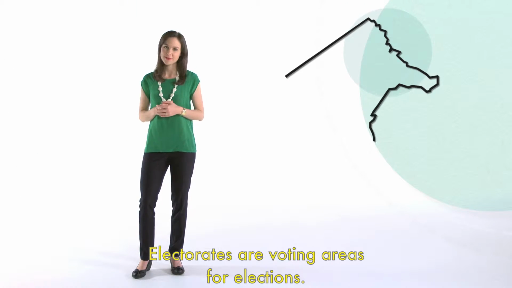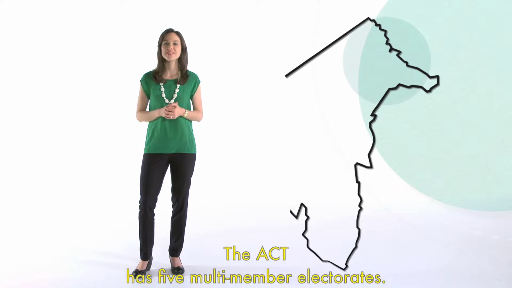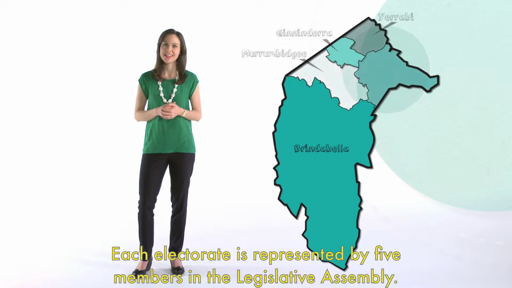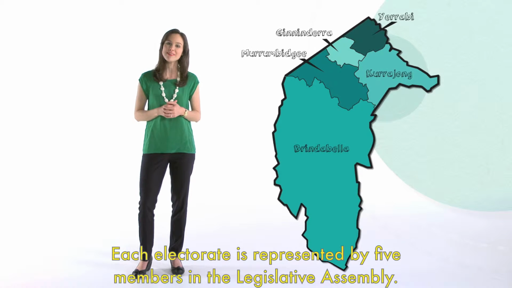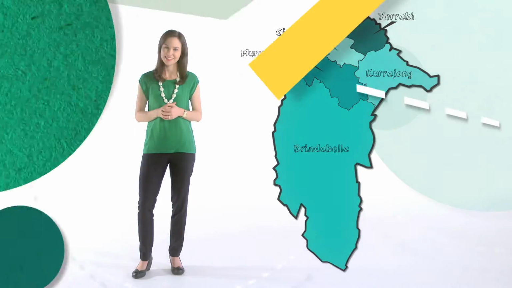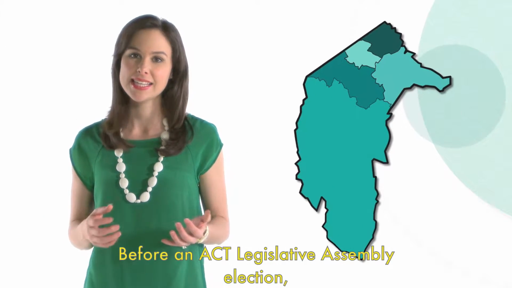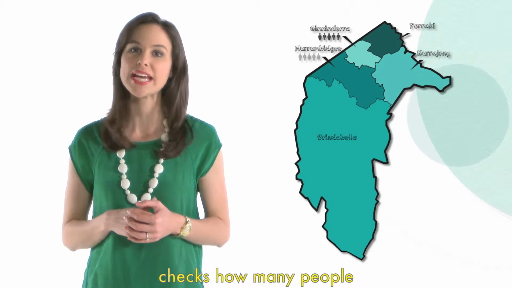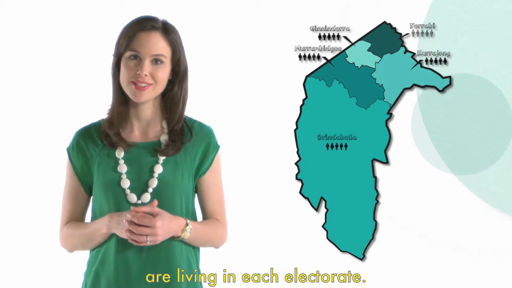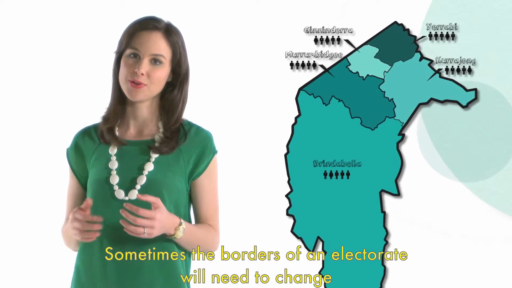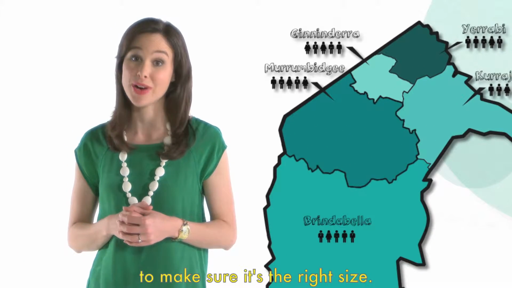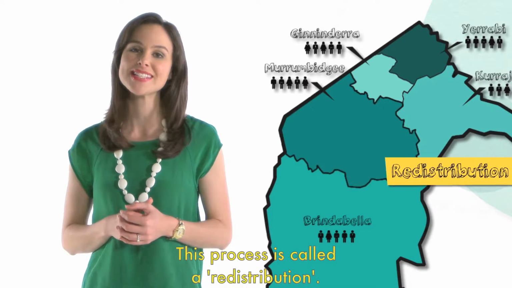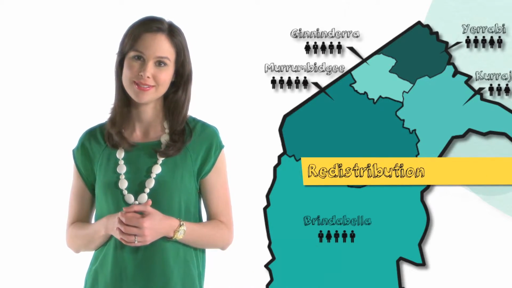Electorates are voting areas for elections. The ACT has 5 multi-member electorates. Each electorate is represented by 5 members in the Legislative Assembly. Before an ACT Legislative Assembly election, the ACT Electoral Commission checks how many people are living in each electorate. Sometimes the borders of an electorate will need to change to make sure it's the right size. This process is called a redistribution.